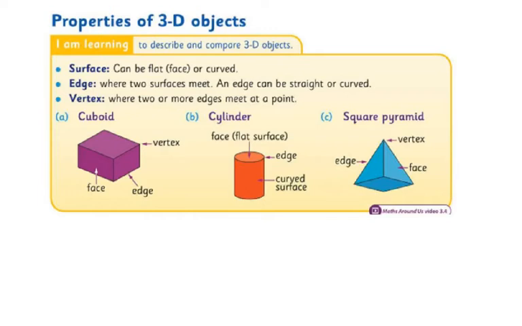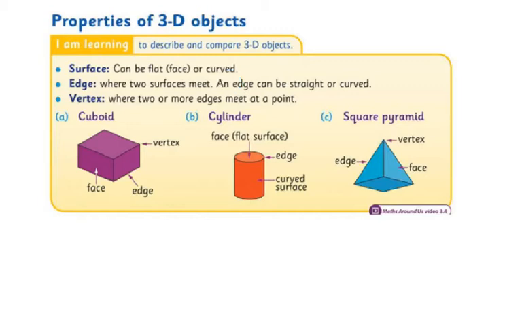So really what we're focusing on today is the properties of 3D objects. So how can we describe a 3D object and then compare? So we're looking at 3 words here: surface, edge, and vertex. So the surface of the object can be flat, so it's the face, or curved.